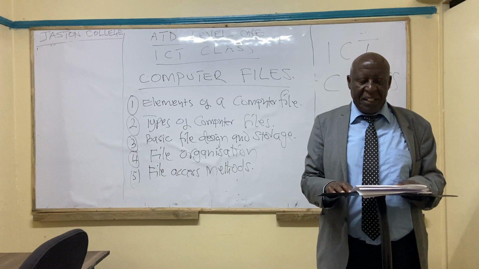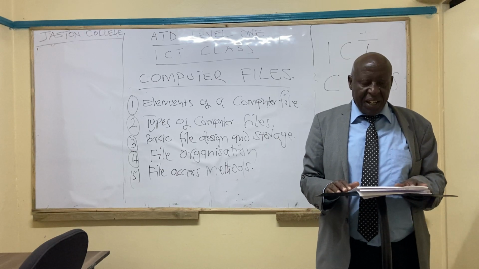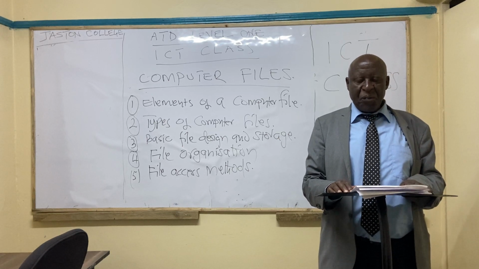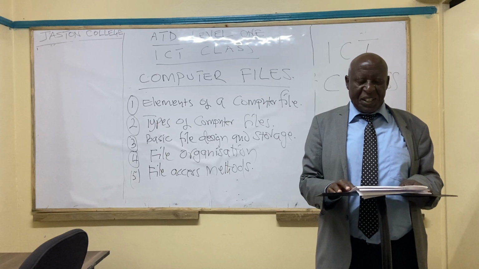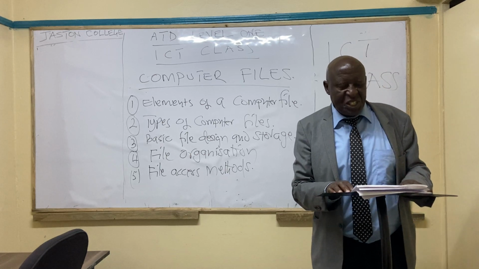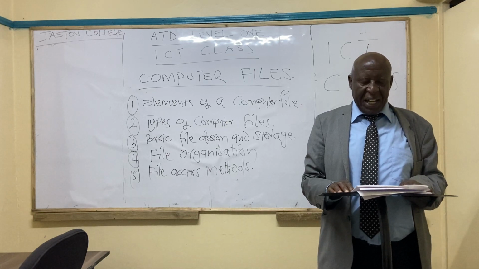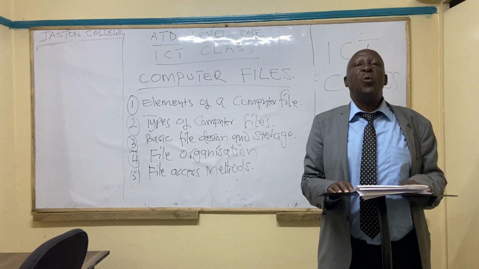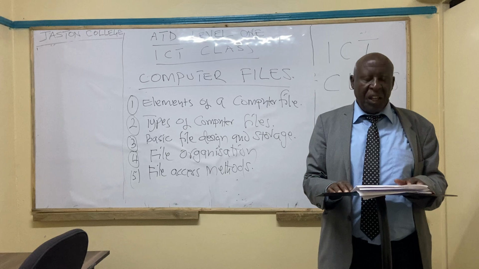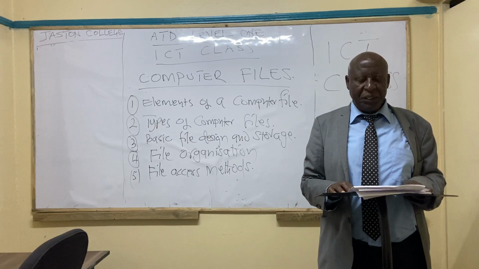a computer file is a specific piece of data that is held on a computer system. A computer file is made up of a name that creates the file's identity and an extension that tells the operating system and associated programs what type of file it is. Therefore, elements of a computer file include the following.